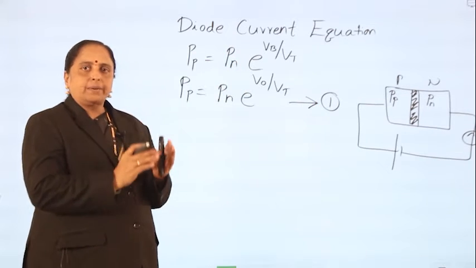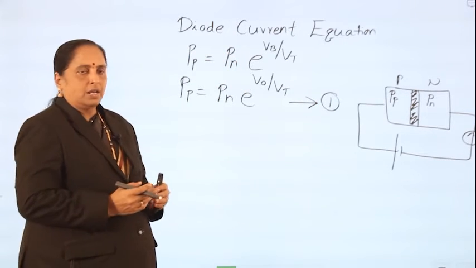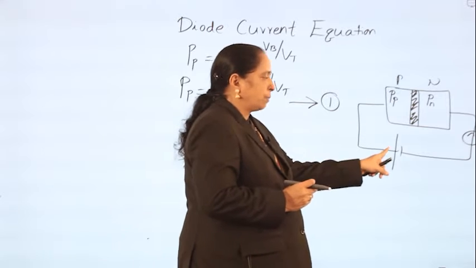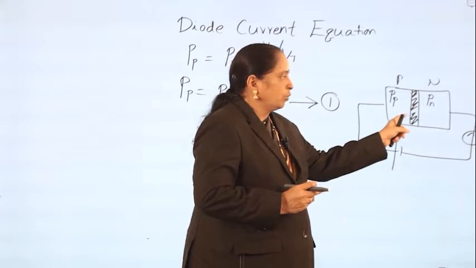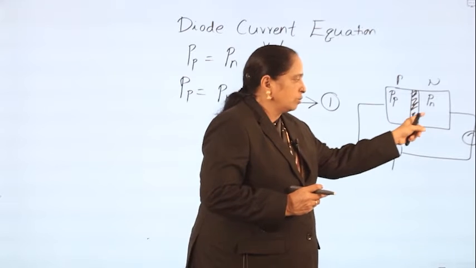Now if the same diode is forward biased, as you know already, when this particular PN junction is forward biased, the holes move towards the barrier, and electrons move towards the barrier.